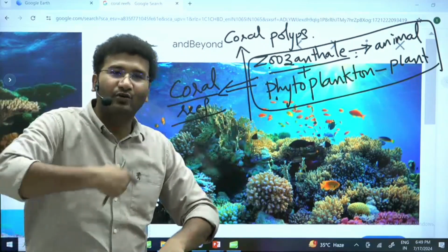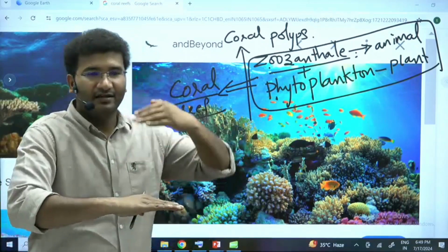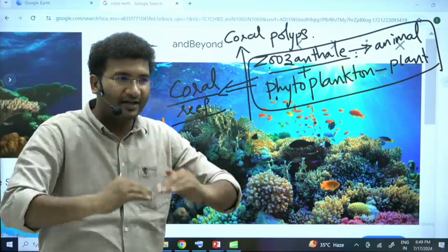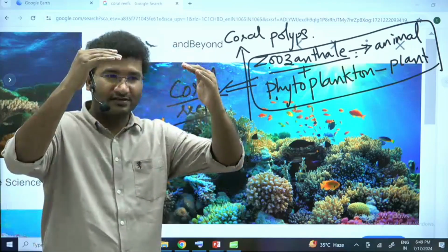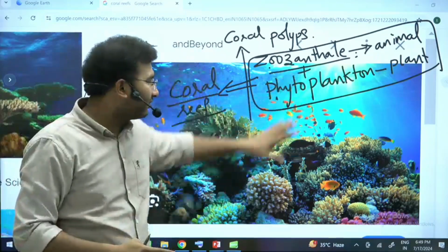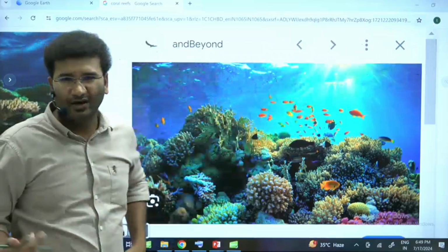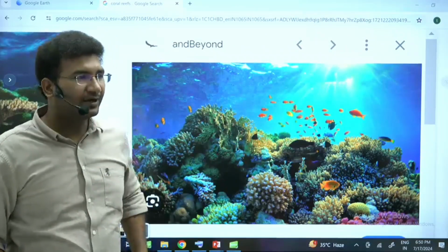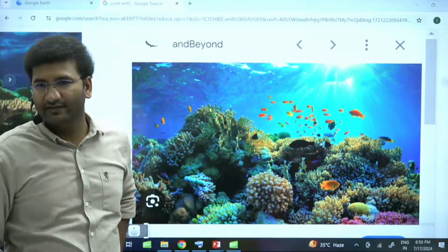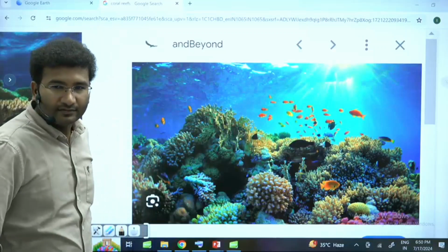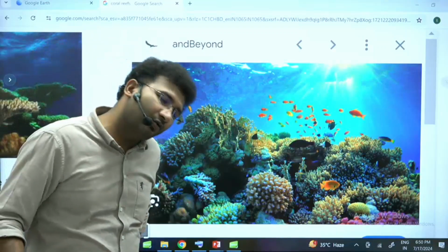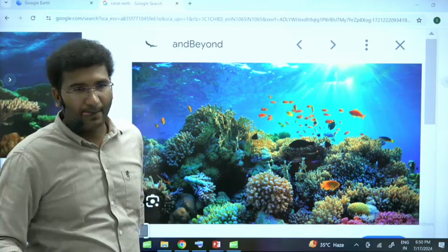Upon that skeleton, new coral reefs form. When they die, a new set of coral reefs forms. Likewise, the height of the coral reefs always increases. Now they can only survive up to a maximum depth of 200 meters. Beyond that they cannot. If the temperature is also extremely high, they cannot survive, right? They can also survive just above the water surface, okay.